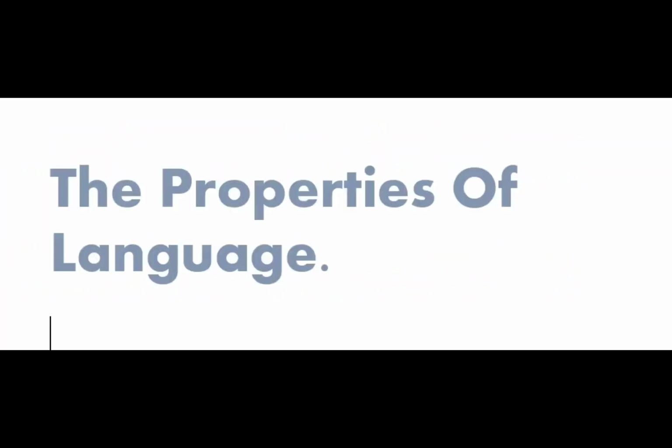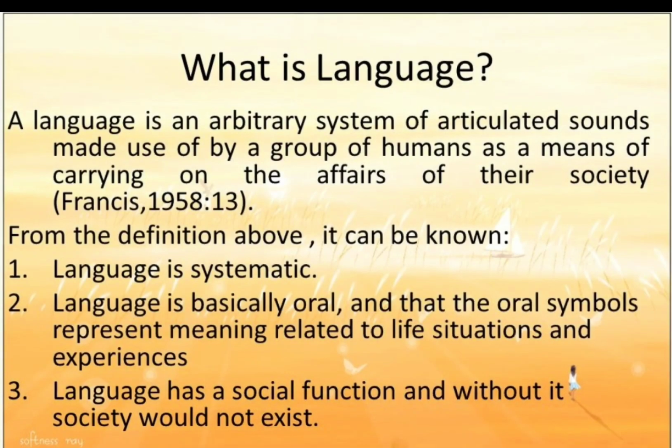The properties of language. So first, let's define language. A language is an arbitrary system of articulated sounds made by a group of humans as a means of carrying on the affairs of their society. Remember, language is a structured system of communication used by humans, written or gesture. And also, language is systematic. Language is basically oral, and the oral symbols represent meaning related to life situations and experiences. Number 3, language has a social function, and without it, society would not exist.